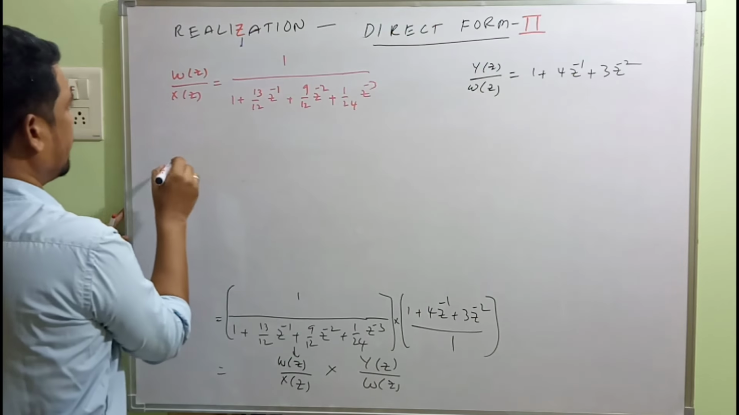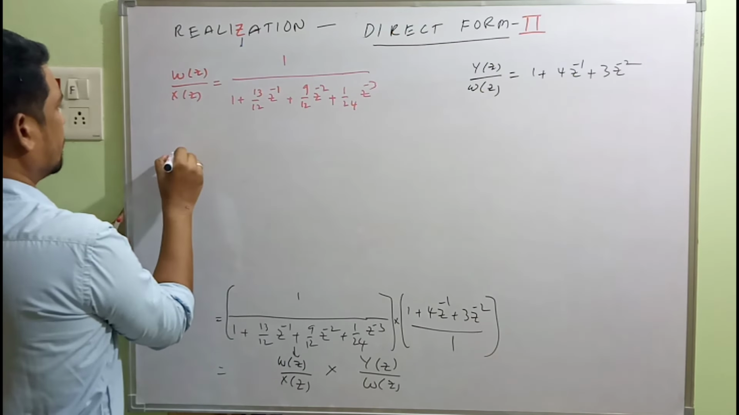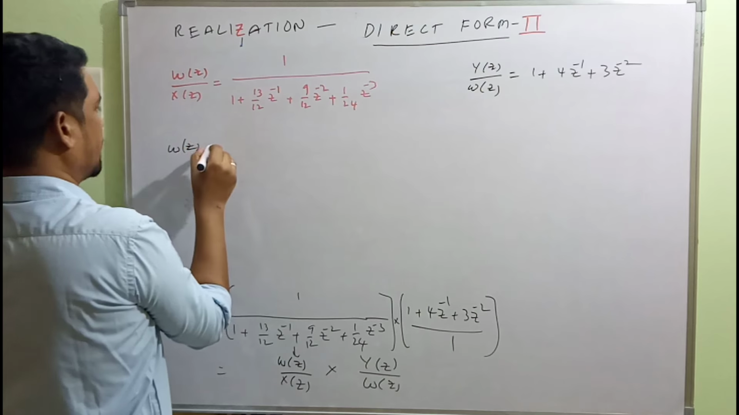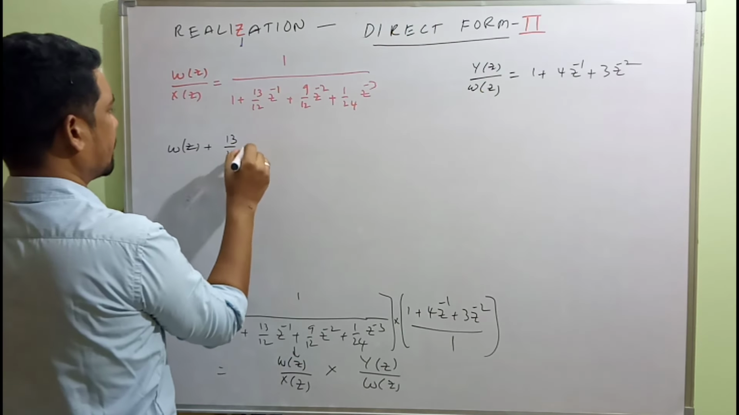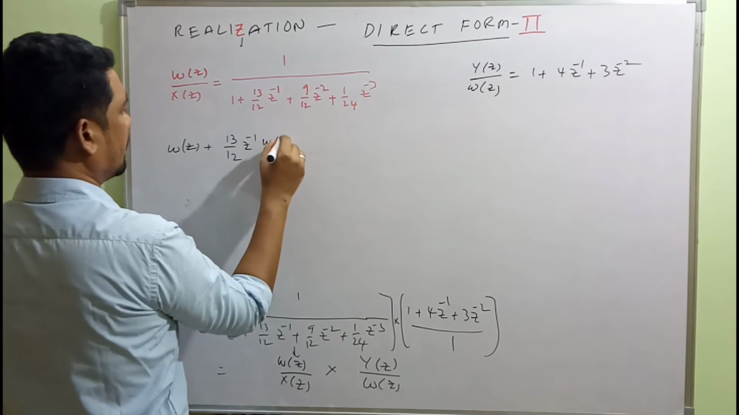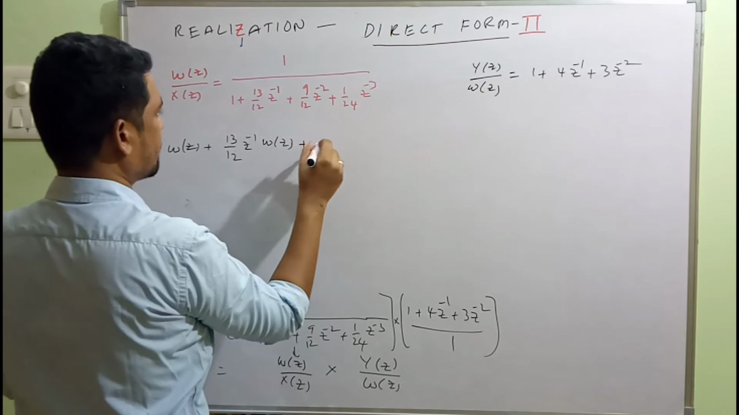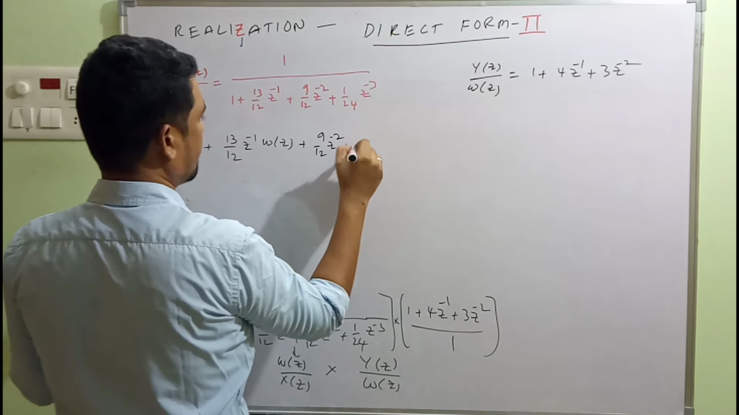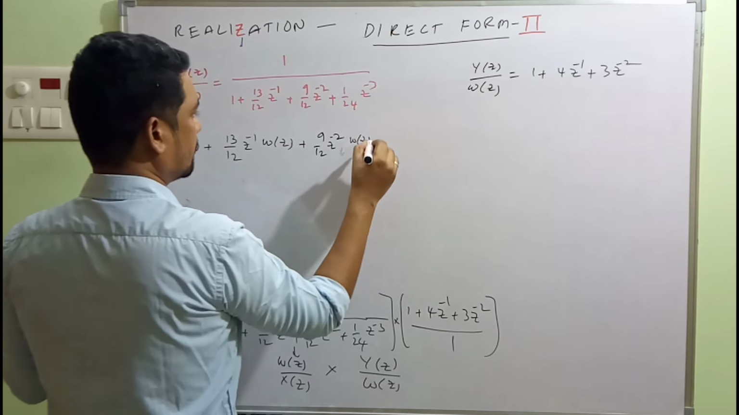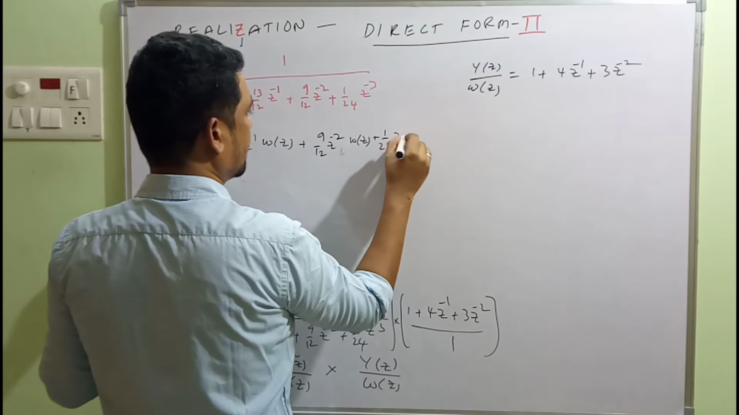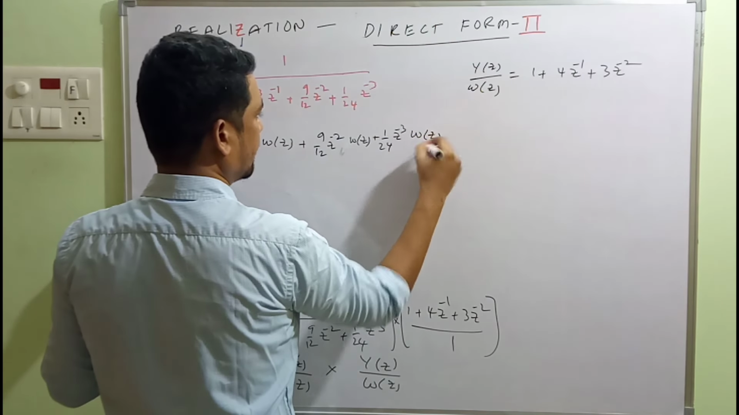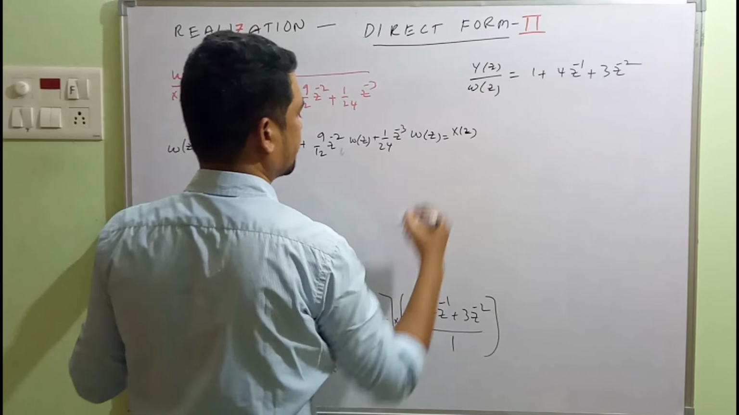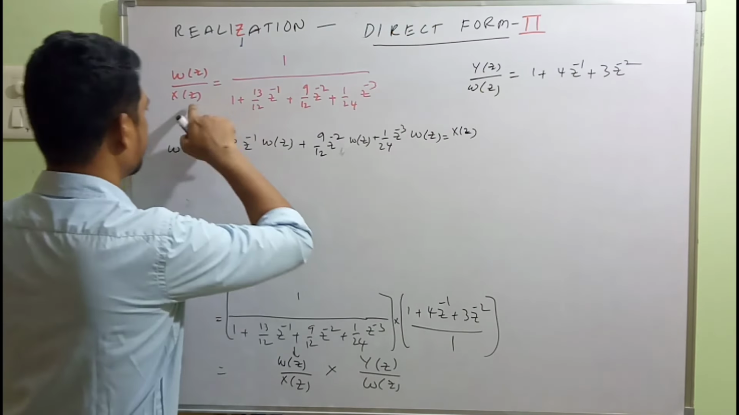Now cross multiplying this one, what we have is w of z into, straight away multiplying, 1, so w of z plus 13 by 12 z raised to minus 1 into w of z, plus 9 by 12 z raised to minus 2 into w of z, plus 1 by 24 z raised to minus 3 w of z, which is equal to x of z, isn't it? x of z. Now which is equal to x of z from here, cross multiplying this one.